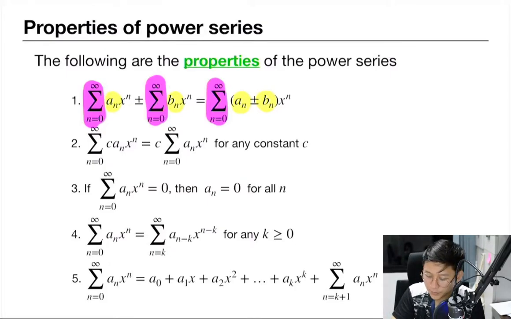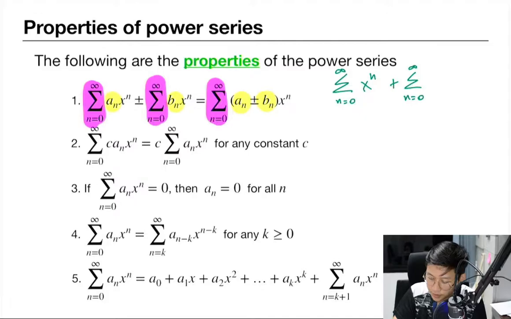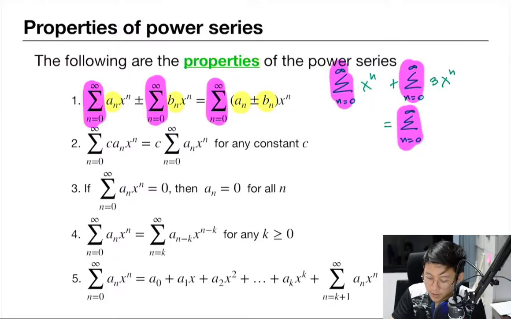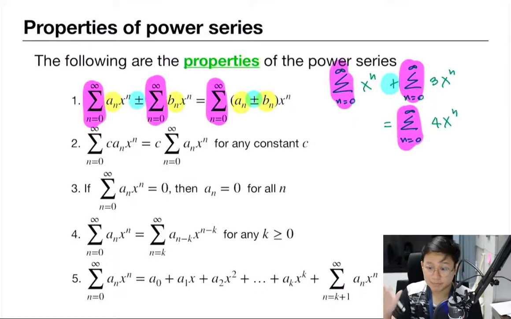For example, if you have summation n from 0 to infinity of x to the n, plus summation n from 0 to infinity of 3x to the n. In that case, it's going to be summation n from 0 to infinity. So you take the sum of x to the n and 3x to the n, so you get 4x to the n, and they are the same.